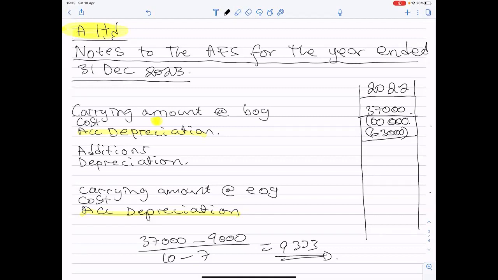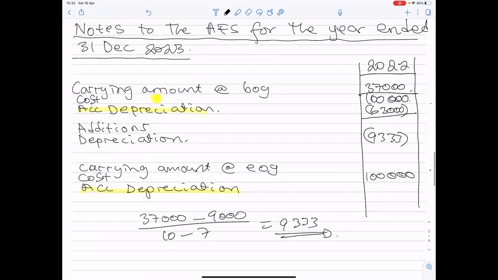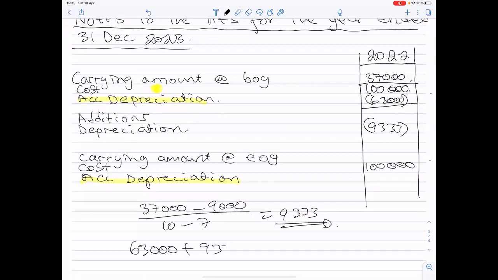I'm getting 9,333. Now, you'll notice that our depreciation has increased. Why has it increased? Because we have also increased the depreciable amount. We were subtracting 10, now we are only subtracting 9,000. So the depreciable amount, which before was 37 minus 10, giving 27, is now 28,000 divided by 3. You get 9,333. So depreciation will be 9,333. Cost is still 100. Accumulated depreciation will be 63,000 plus 9,333, which is 72,333.